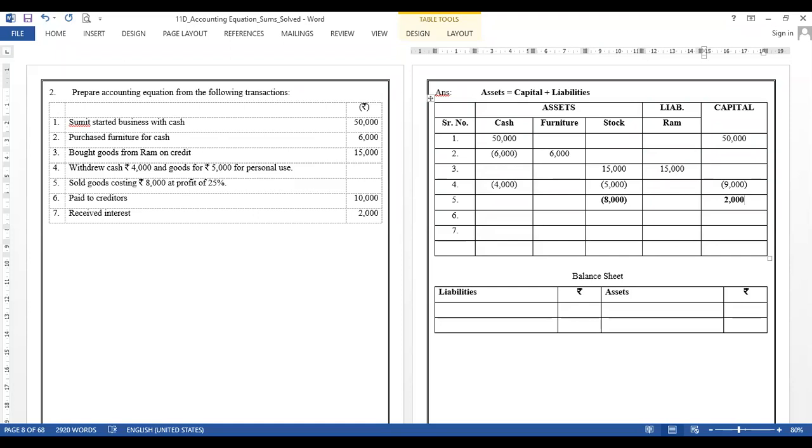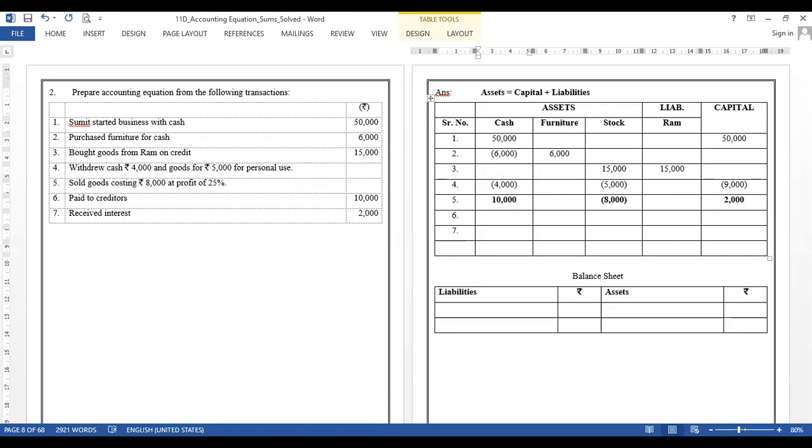Profit है ना, जितना profit होगा capital में add करेंगे. Profit, loss, expense, income, सब capital में जाएगा. Okay, now one more effect is left out. What is that? 10,000 will be added to the cash.